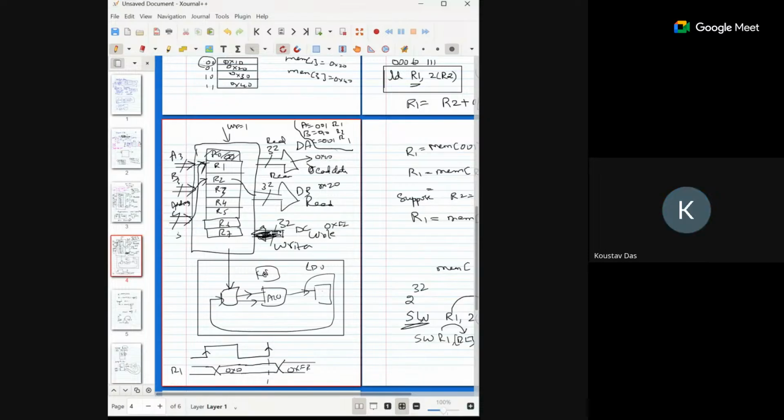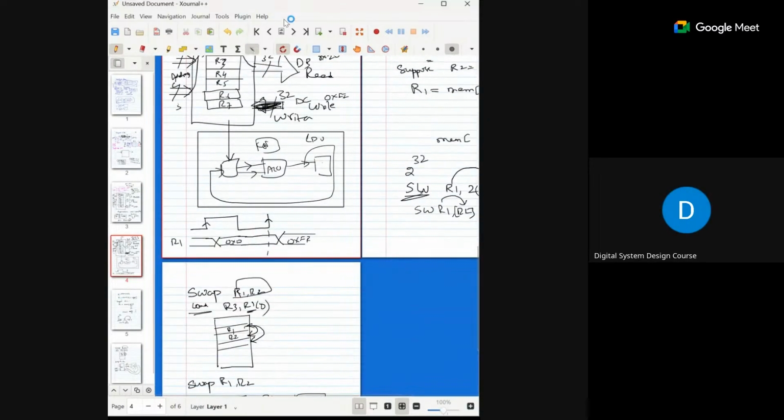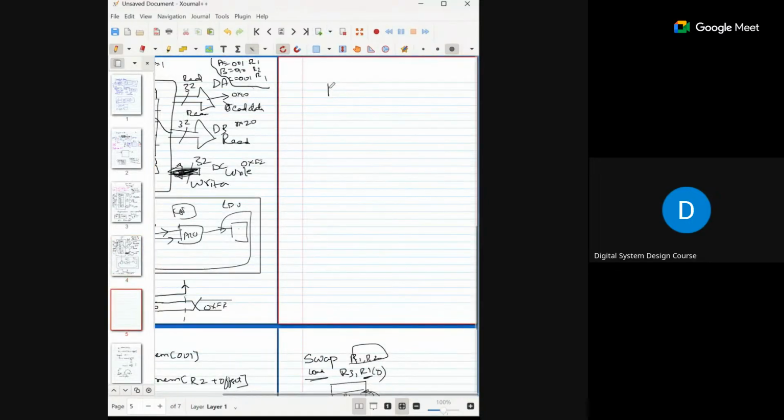Sir, I have one doubt. Before the second clock pulse, isn't the data FF coming before the second clock pulse? Yes, that is supposed to happen, that needs to happen. So I'll just expand it. Let's say like this.